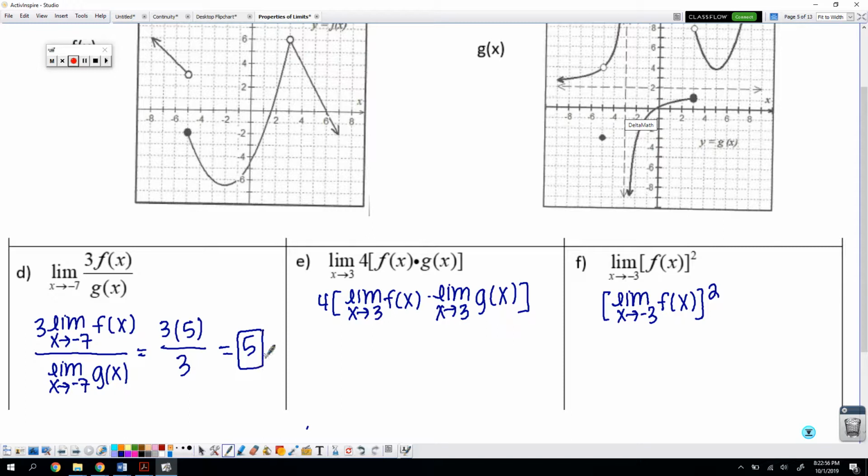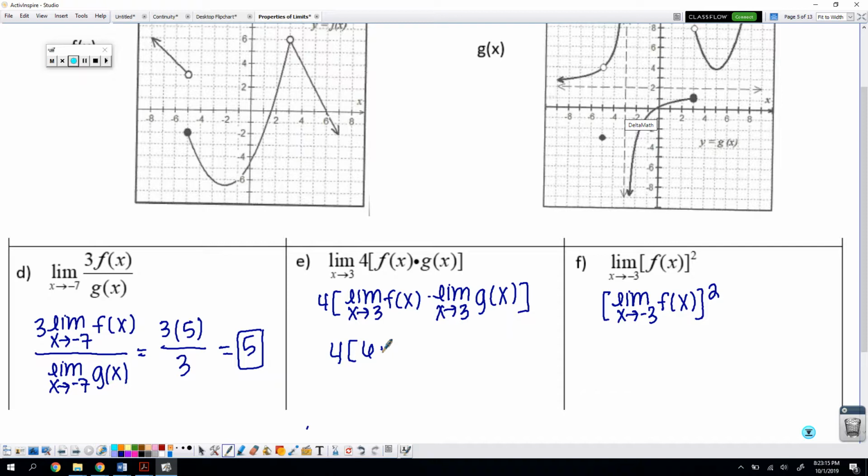Okay? Now, letter E is all about doing the order of operations correctly, making sure that you don't distribute the 4 twice. Okay? So the limit as x approaches 3 of f of x is 6 times the limit as x approaches 3 of g of x.